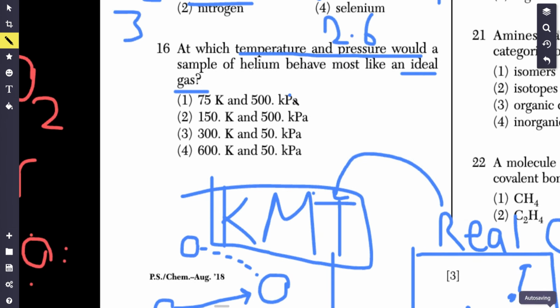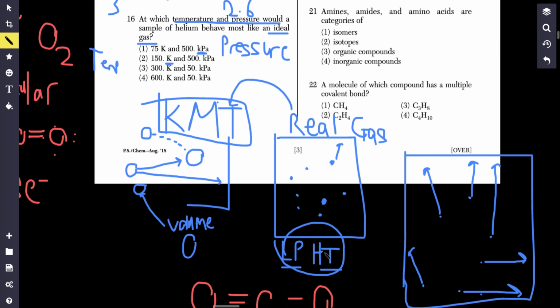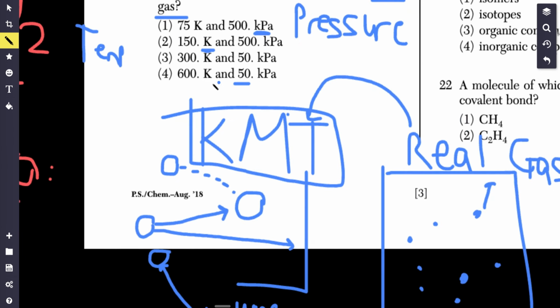So in this case, kPa represents pressure, it's a unit for pressure, and K is Kelvin, which represents temperature. We want to find out which has low pressure and high temperature. So: low pressure, high temperature.